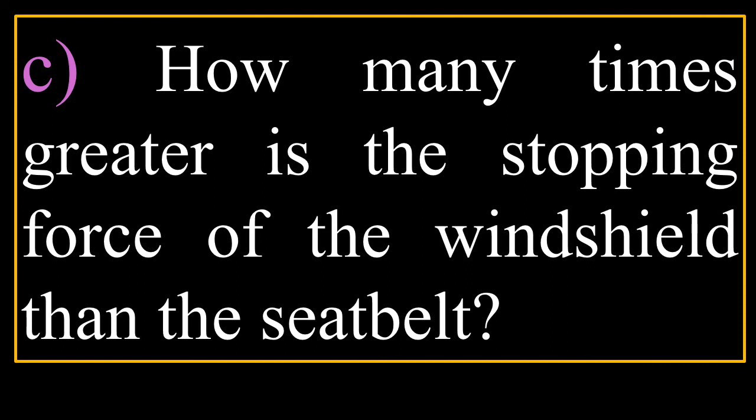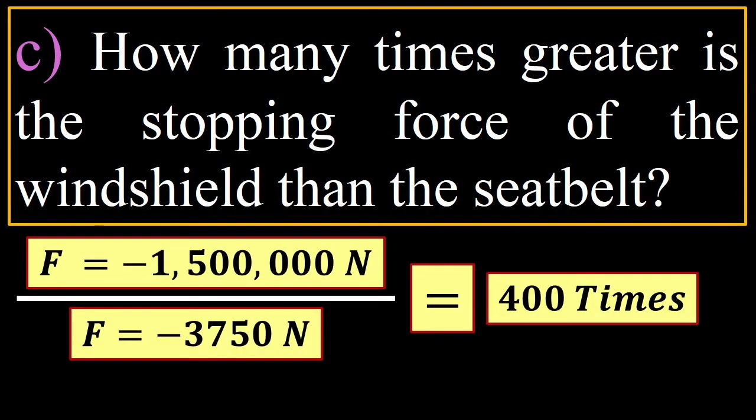How many times greater is the stopping force of the windshield than the seatbelt? And it will be 400 times. Just do the math. So that should be actually positive over positive, but those are the forces exerted by the body. So either way, it's going to be a positive 400 times.